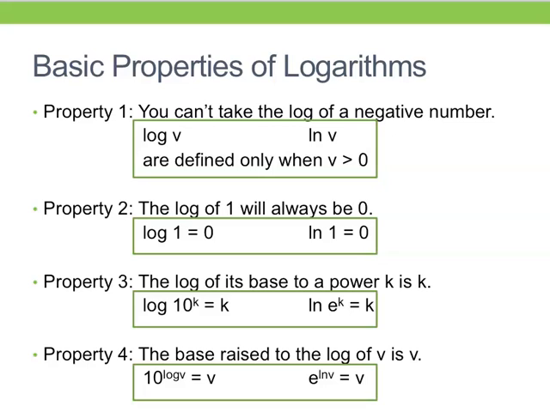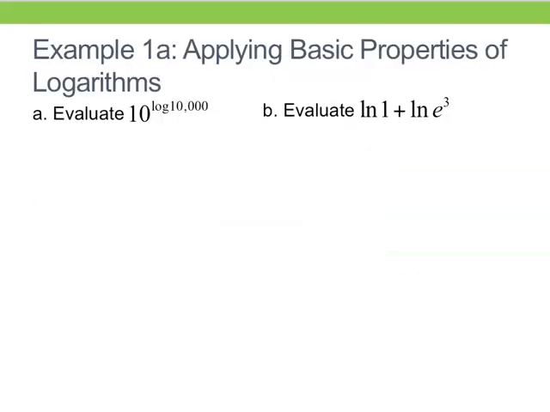Okay, let's go ahead and apply some of these basic properties to evaluate some expressions. So the first one here, we have 10 to the log of 10,000, and we want to evaluate that. Now you'll notice that we're using common log, which is base 10, and our exponent here has a base of 10. So using the fourth property, we can say that this is simply equal to what you're taking the log of, which is 10,000.